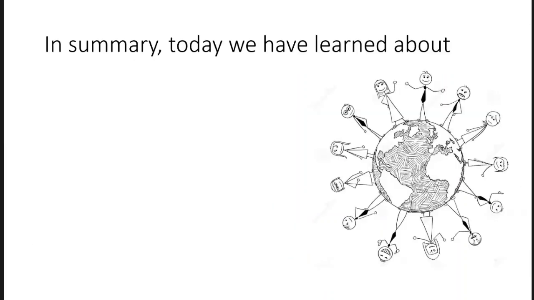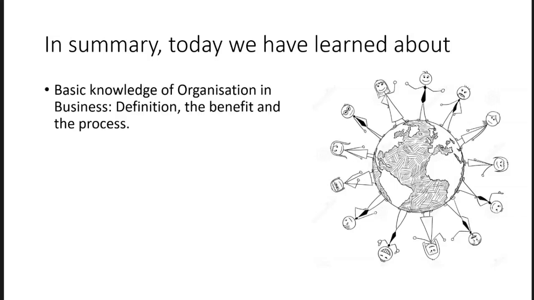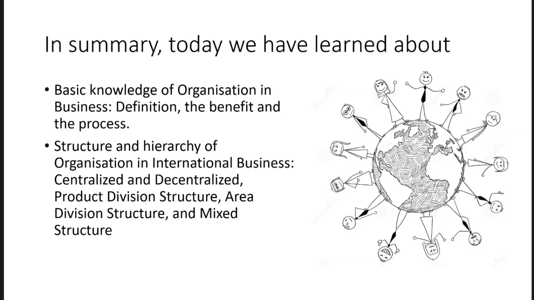So in summary, today we have learned about basic knowledge of organization and business. We've seen the definition, the benefit, and the process of making an organization and business. And we also have looked at the structure and hierarchy of organization and international business, which are the centralized and decentralized hierarchy, the product division structure focused on the product, and the area division structure, which is focused on the area. And then we have the mixed structure that combines the product division and the area division structure, and is mostly used by big and strong brand companies like Unilever.